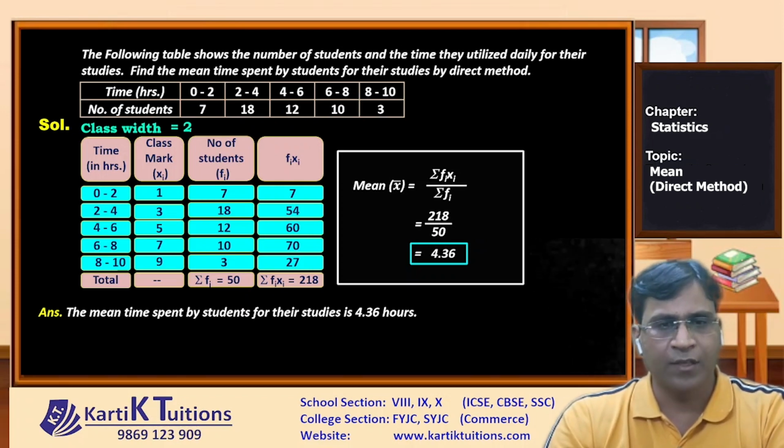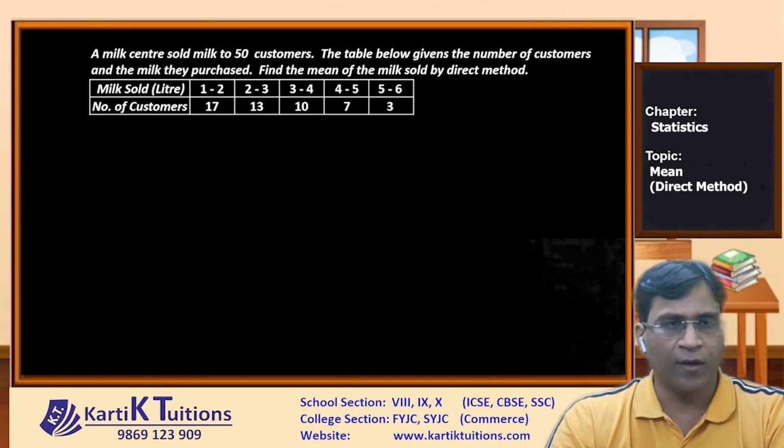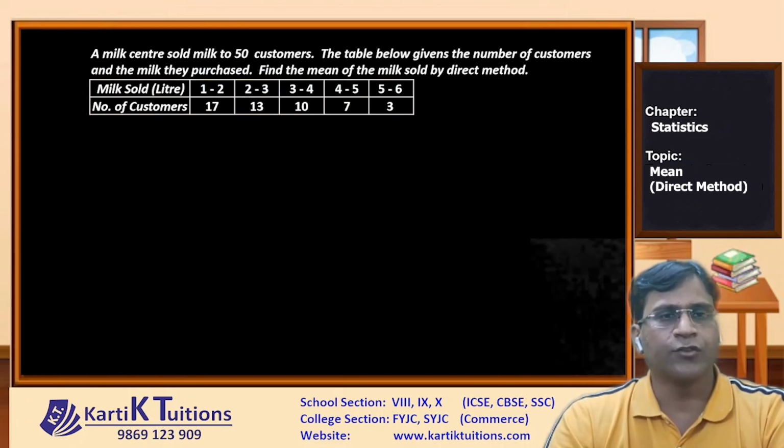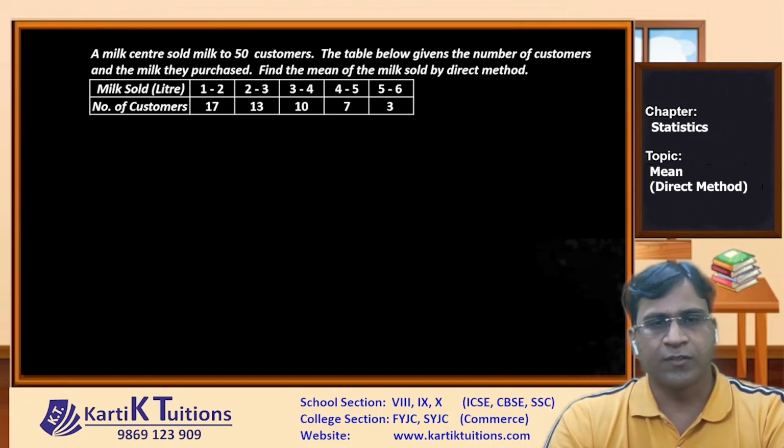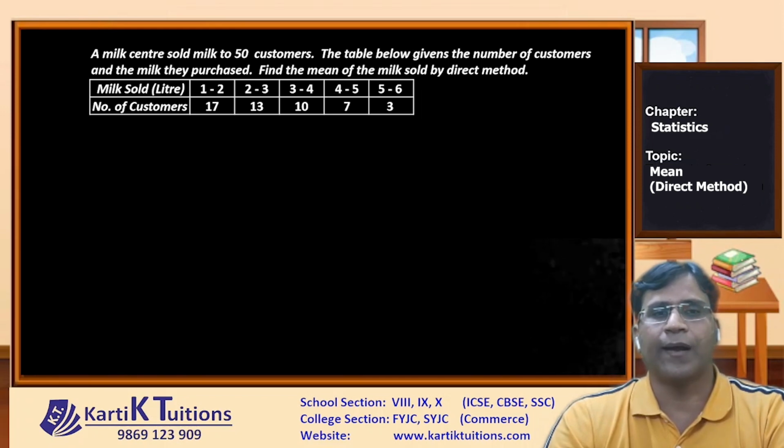I have taken one more example for understanding. Let's have a look at this. A milk center sold milk to 50 customers. The table below gives the number of customers and the milk they purchased. Find the mean of the milk sold by the direct method.